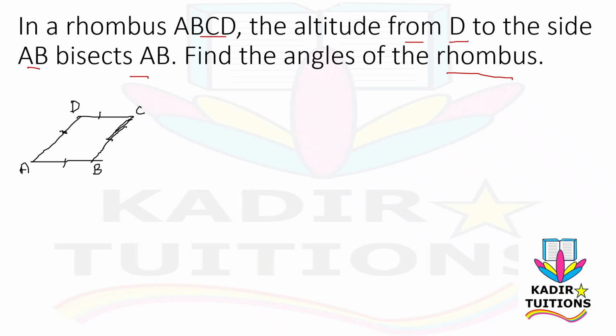So what they have mentioned, from D, we have to draw an altitude. What is the meaning of altitude? It is height. So always the height needs to be a perpendicular line. So we are drawing a perpendicular line over here. This is going to be to side AB, they are asking. So we are drawing the altitude from D to AB, touching the line. And what this line is going to do, it is going to cut the AB line into two equal halves. That means it is going to bisect AB. So first we will mark this point as E.